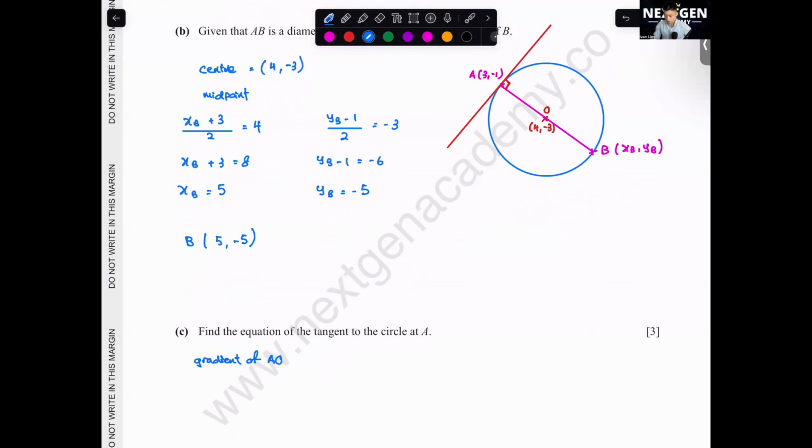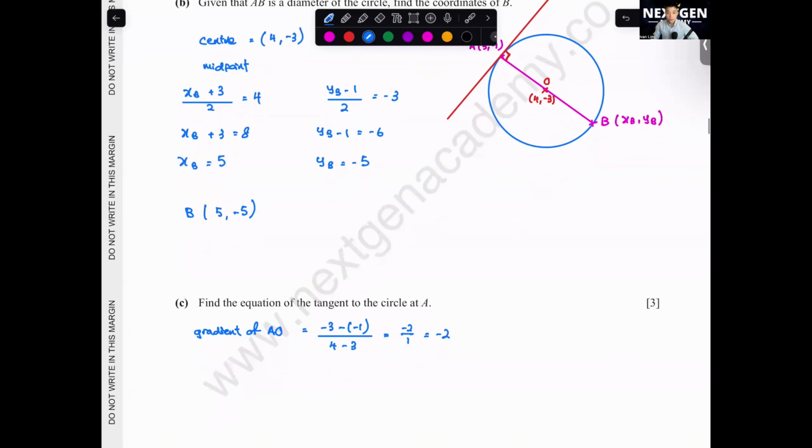This is your radius, using the radius. We do y2 minus y1, so minus 3 minus 1 over 4 minus 3. This is minus 3 plus 1, minus 2, over 1, which is minus 2. Then the gradient of the tangent, we'll use the negative reciprocal. So negative will become positive. Now it's positive 1 over 2.